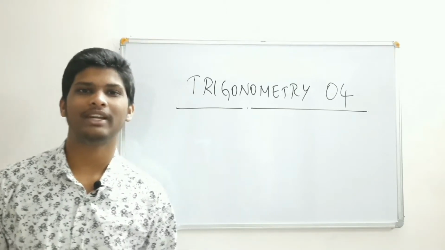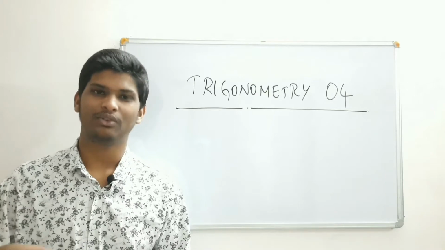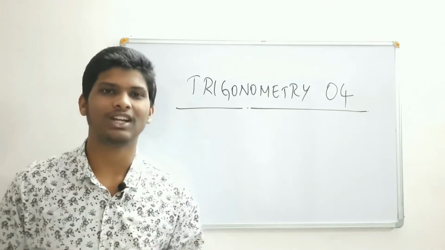In this class we'll be deriving the trigonometric ratios of specific angles. We'll find those values and see how they are obtained. So let's start.